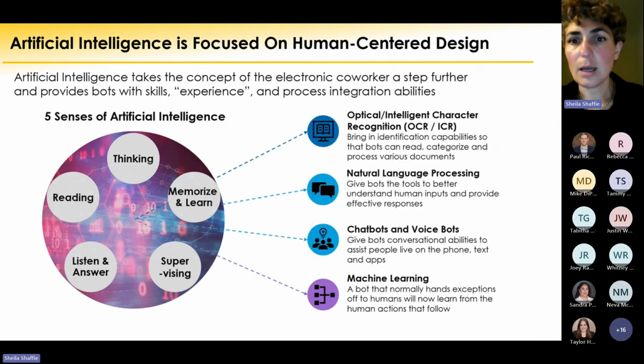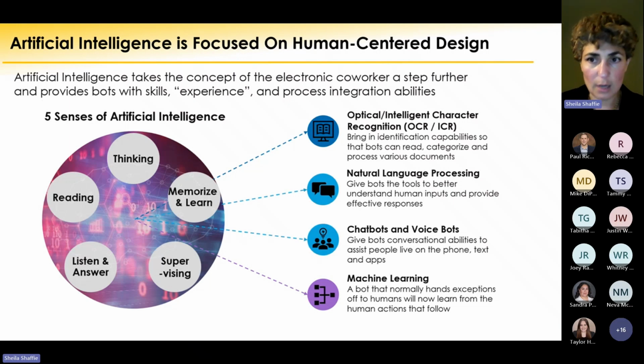Now, these are some of the central tenets or tools around artificial intelligence: optical character recognition, natural language processing, chatbots, and machine learning. Remember, the whole point of artificial intelligence is trying to mimic human thinking, human speech, humans' ability to see, visualize, and comprehend the intent of text, which is why the world of artificial intelligence is so vast and ever evolving.